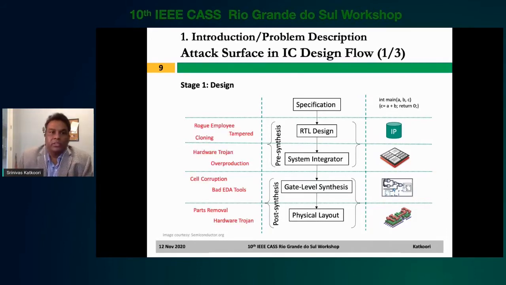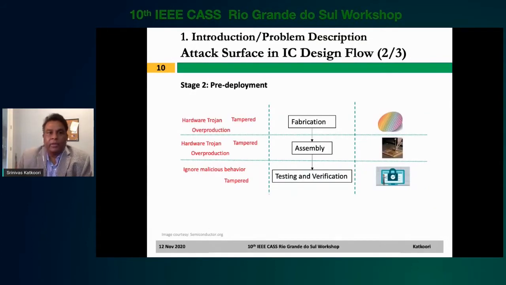Here on the left, you see what are possible things that could be done. At RTL design level, one could tamper the design, and at the RTL design, it is only a soft netlist that could be tampered easily, right? You could insert hardware trojans to steal information later on when the IC is produced, and so on and so forth.